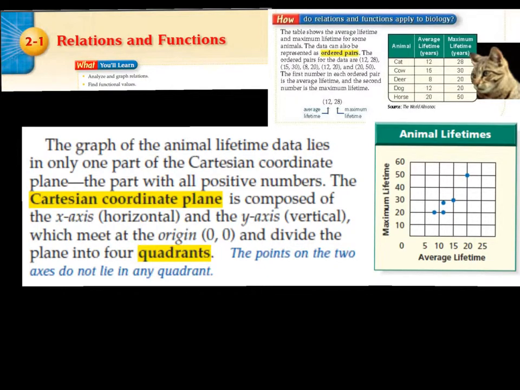all positive numbers. The Cartesian coordinate plane is composed of the x-axis, or horizontal axis, and the y-axis, or vertical axis, which meet at the origin, which is (0, 0), and divide the plane normally into 4 quadrants. The points on the two axes do not lie in any quadrant.